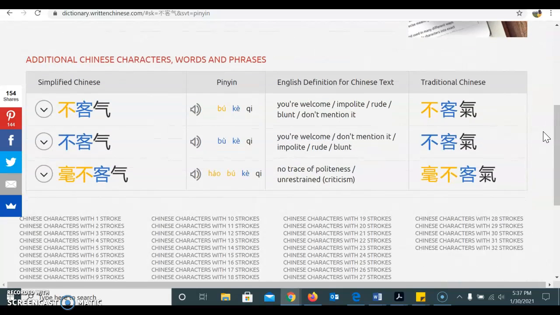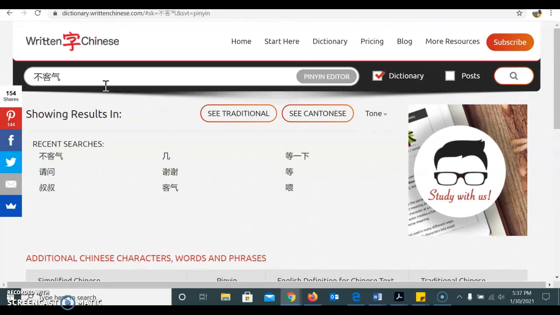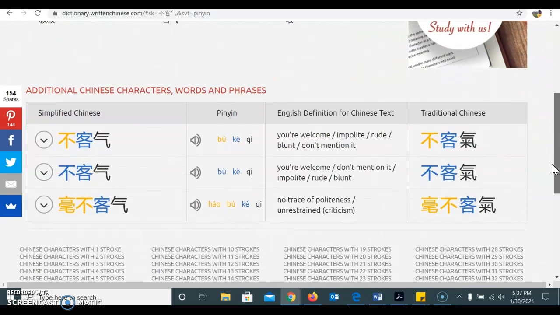Then you also have this great table here. I searched in these characters here right now. Maybe I don't know what they are. I can be like, oh, what are these characters? I don't know what they are. Okay, I'm here. Bukeqi. Bukeqi means you're welcome, but it also means impolite, rude, blunt. Don't mention it, from the definitions.